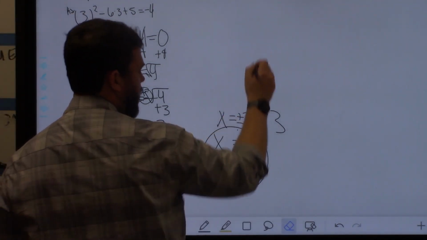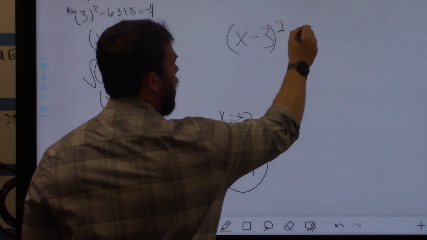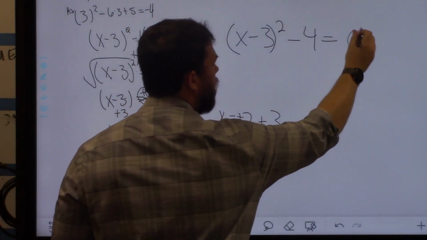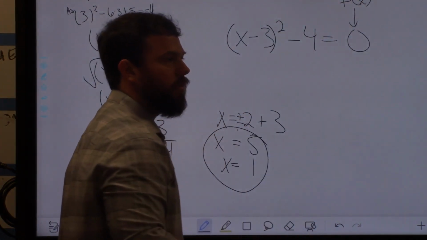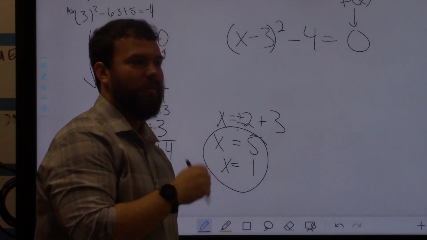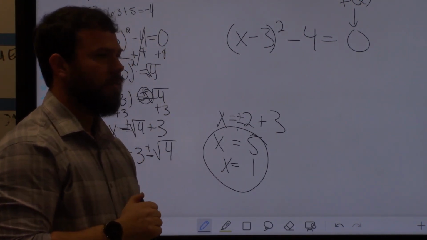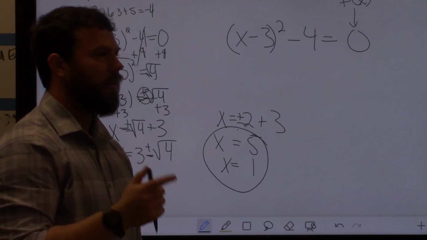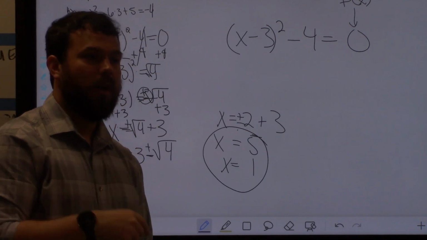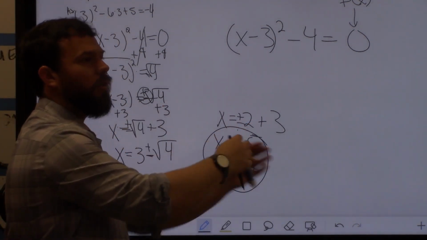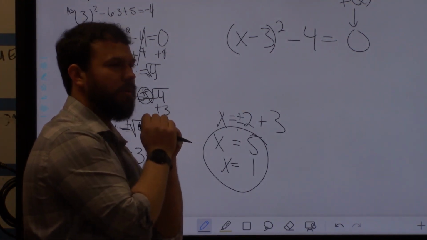Because if I set, that's an eraser, not a pen. If I set my vertex form equal to 0, isn't this usually f of x, or my y value? Yeah. What kind of point has a y value of 0? X-intercepts. And our roots are connected to the x-intercepts. So that's something we want to be aware of. When I'm solving these quadratic equations, particularly when that equation equals 0, I'm finding x-intercepts.